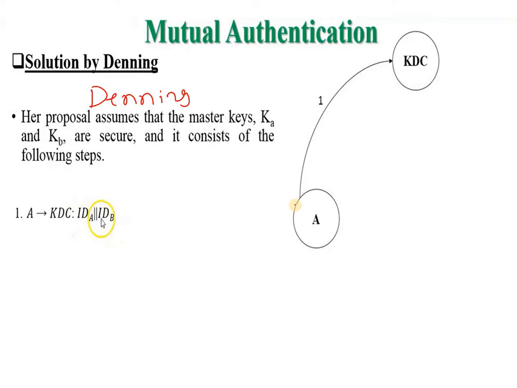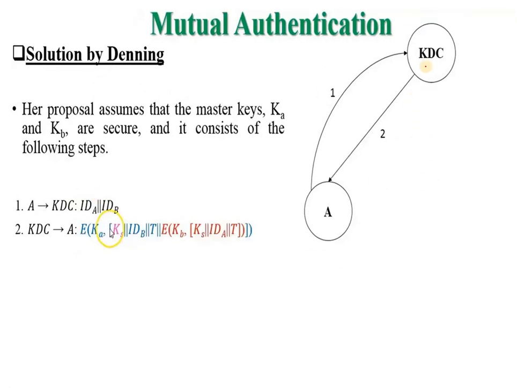So you can see in the first step, A directly communicates with KDC. What does A share with the KDC? A shares its identity and B's identity with the KDC. Okay. Next, in the second step, you can see here, KDC is communicating with A. What has it shared? It has shared the session key and the identity of B, which has been shared by A. Then T. This T is nothing but the timestamp. You can see here, this is the timestamp.